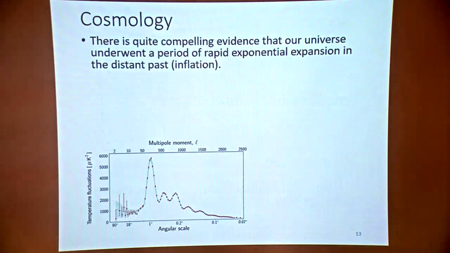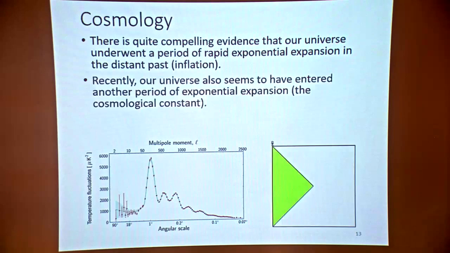The first empirical evidence has to do with cosmology. There is, by now, quite compelling evidence that our universe underwent a period of very rapid exponential expansion in the distant past, and this was known as cosmic inflation. Part of the evidence is shown by the matching between theory and experiment in this case. Moreover, just recently our universe has entered into another period of exponential expansion. This is driven by the cosmological constant.